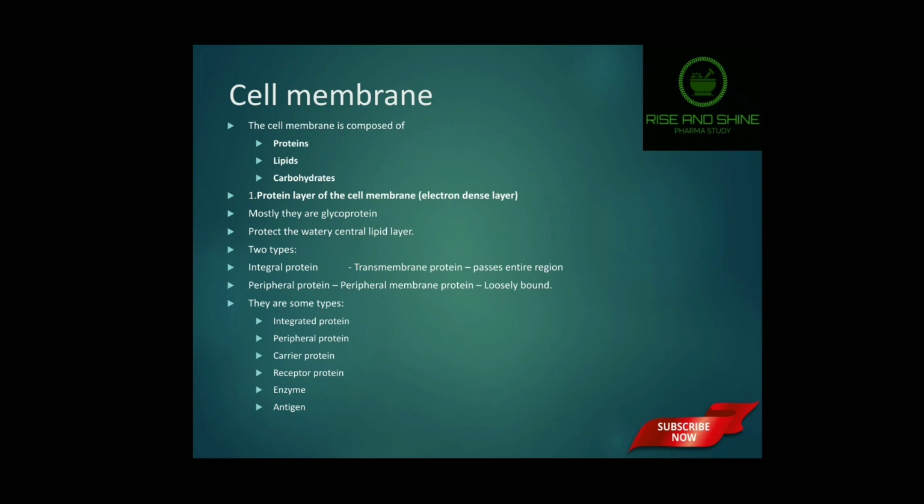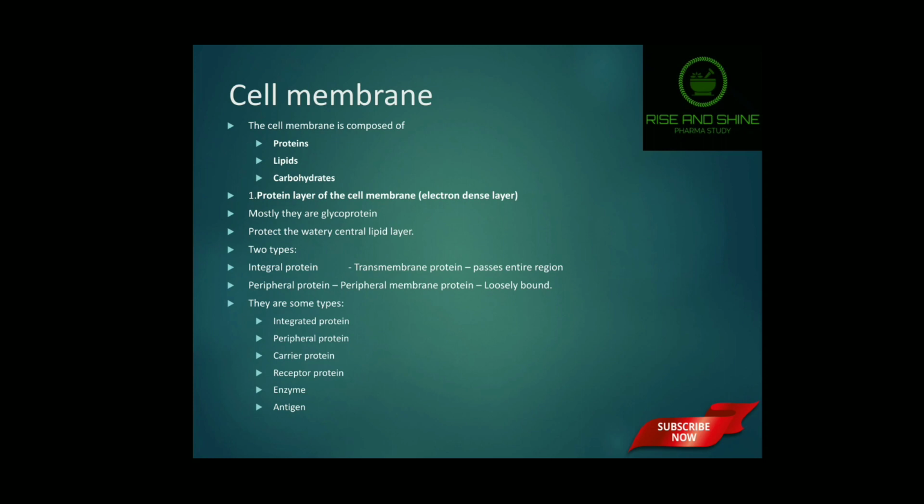The protein layer is also known as an electron dense layer. It is mainly made up of glycoproteins. This protein layer acts as a protective layer which protects the central lipid layer. This protein layer is mainly made up of two types of protein. They are integral protein and peripheral protein.